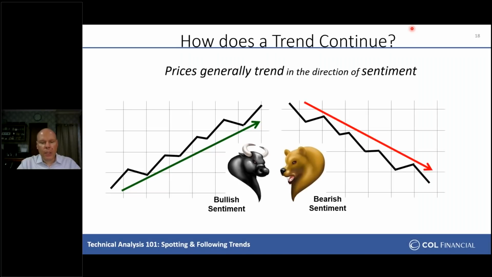Now, how do trends continue? Trends continue because of sentiment. And what that means is, if the market feels bullish... what is a bullish market and what is a bearish market? A bullish market is supposed to be just like a bull. It charges forward with force because it has so much intensity.